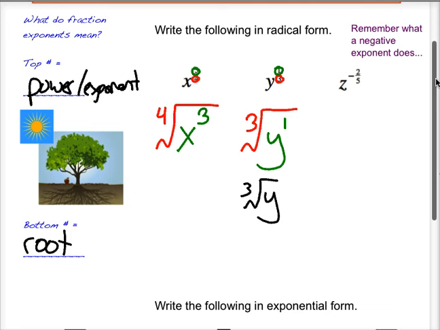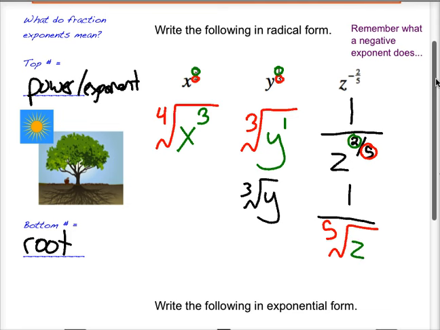Then, the important thing to remember is negatives. What does a negative exponent mean? Well, a negative exponent means move it to the bottom. And now let's do this process. So we have 1 over, again, the bottom makes my root, the top makes my power.